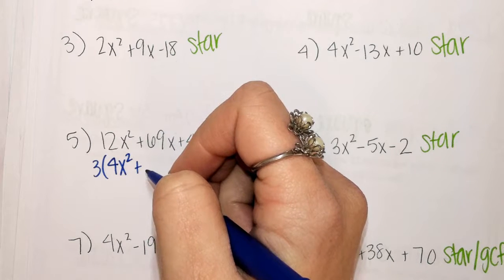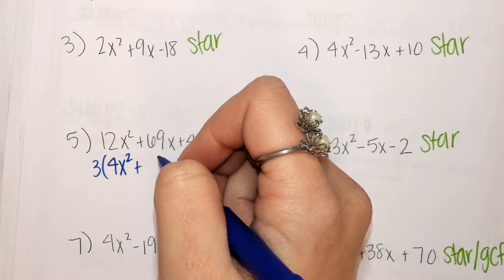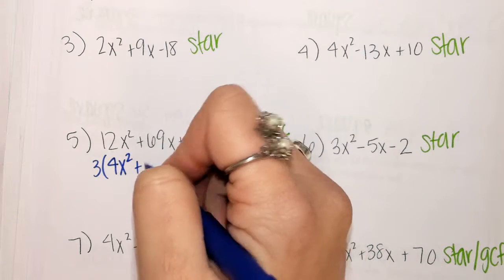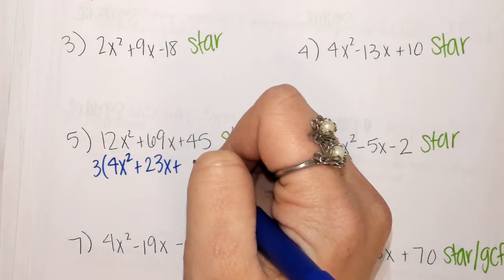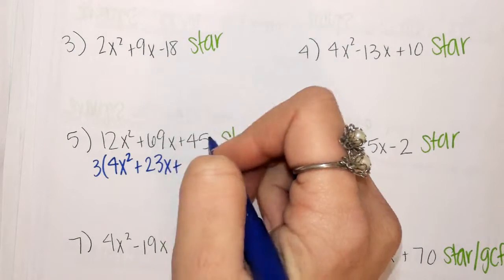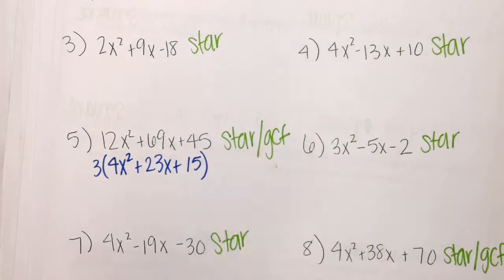You have a calculator in front of you. 69. 23. Look at you go. And then 45 divided by 3? 15. Look at you go.